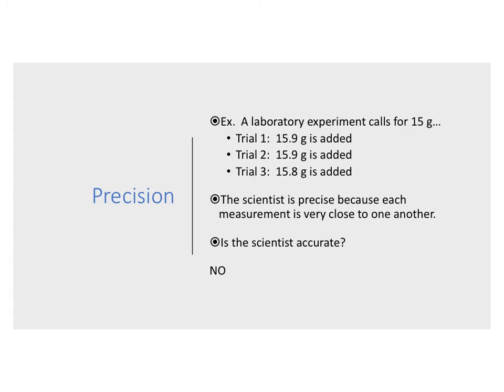If it calls for 15 grams, and we add 15.9, 15.9, 15.8, you see how all of those aren't 15, right? They're all 0.9 or 0.8, but they're all around the same value. So this one would be pretty precise, because it isn't necessarily close to the true value, so it wouldn't necessarily be accurate, but it is very precise because I'm measuring almost the exact value here every single time.